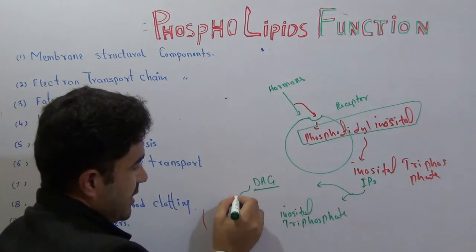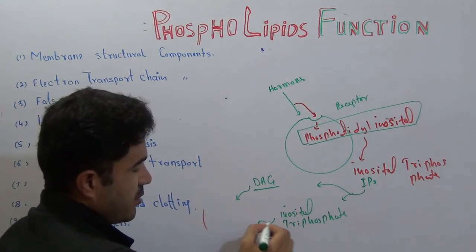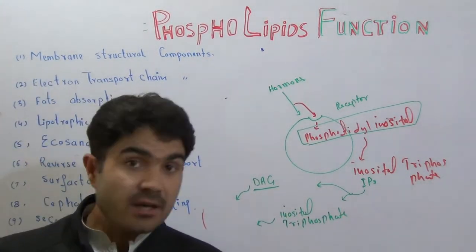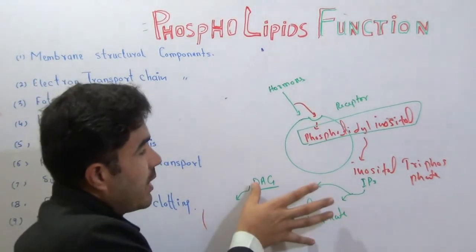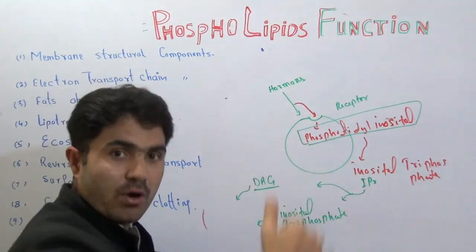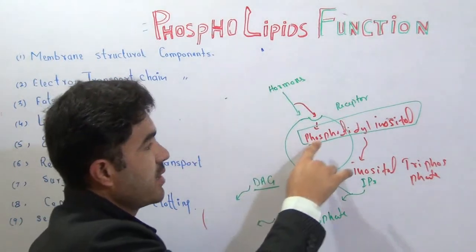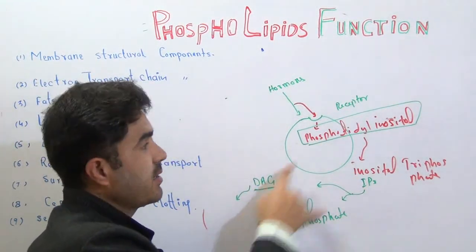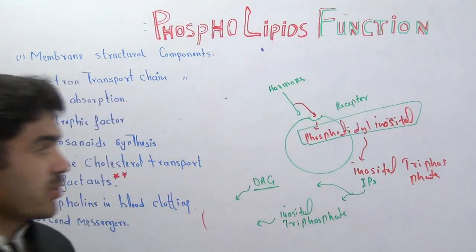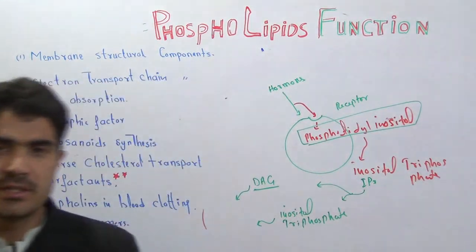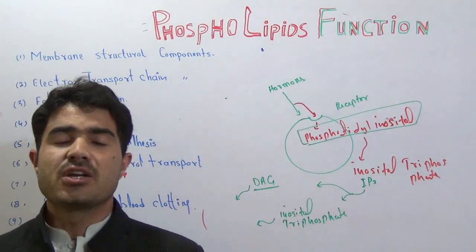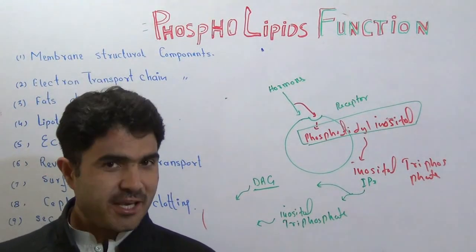So diacylglycerol and inositol triphosphate, IP3, these two are very well known secondary messengers, and if these two are absent, hormones will not perform. If you want hormones to perform the action, they must release these two secondary messengers from the phosphatidyl inositol which is present. So I hope you got that lecture on phospholipid importance. If not, repeat it again and again. You will get that, inshallah. Thank you. Take care. Allah Hafiz.